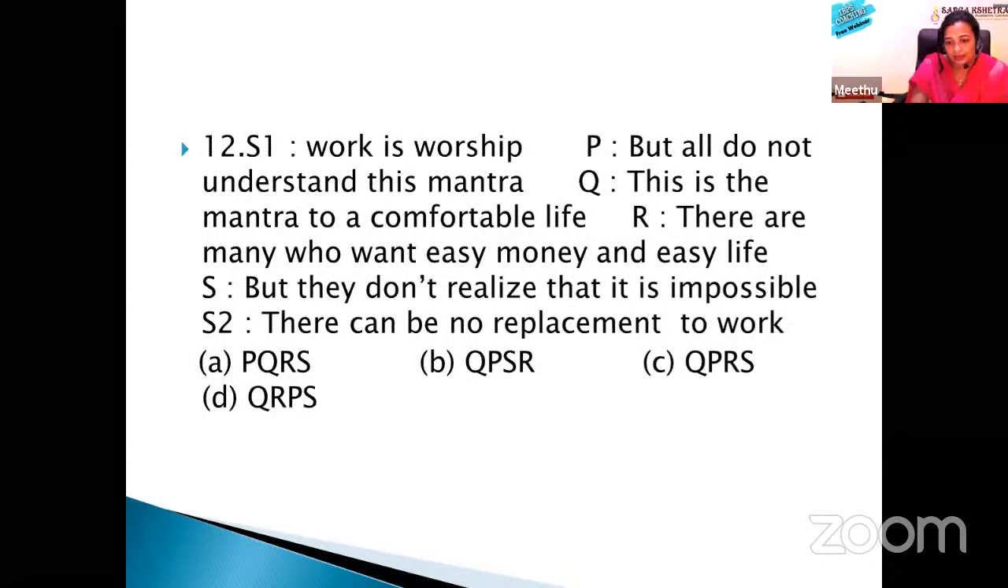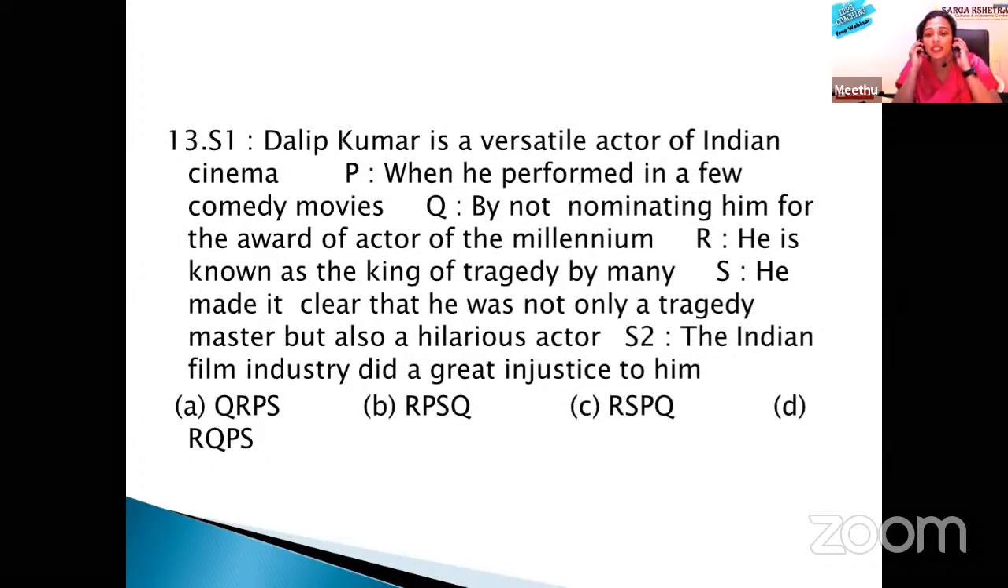Then again, the conjunctions or coordinators, like this and but, introduce a new concept. For example: Dilip Kumar is a versatile actor of Indian cinema. Again, he is known as the king of tragedy by many. And you should keep the connection between sentences. He made it clear he was not really only tragedy. That's the thing. You should have a clear concept of how the introduction of a particular sentence works in that paragraph. You should keep in mind the connection between those sentences.